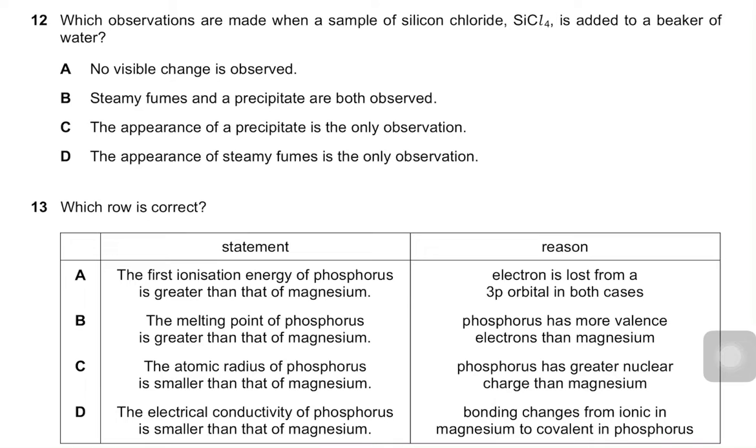Which observations are made when a sample of silicon chloride is added to a beaker of water? Now we know that when silicon chloride goes into water, it hydrolyzes, which means it will produce silicon dioxide and 4 moles of hydrogen chloride. Silicon dioxide is a white precipitate and hydrogen chloride has white fumes. They do dissolve and they produce an acidic solution. So white precipitate and also fumes of hydrogen chloride.